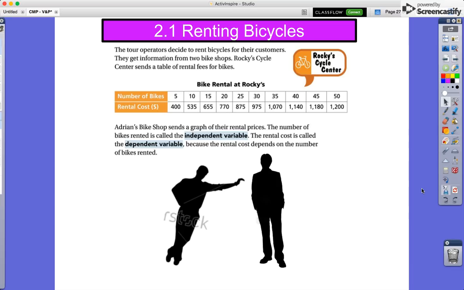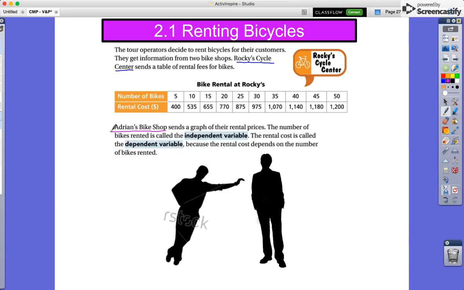All right, so before we get started today, I want to go over a few of these vocabulary words that we saw in the focus question. 2.1 today is going to be about renting bicycles. The tour operators decide to rent bicycles for their customers. They get information from two bike shops, Rocky's Cycle Center, and they send a table of rental fees for bikes. Adrian's bike shop sends a graph of their rental prices.